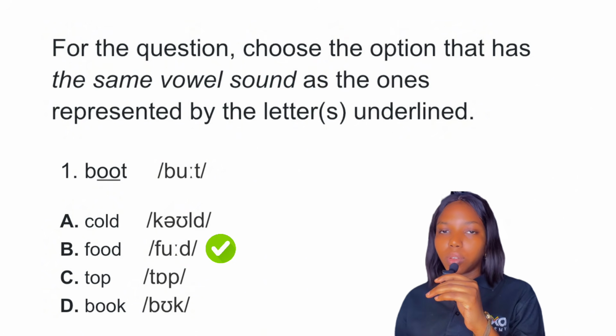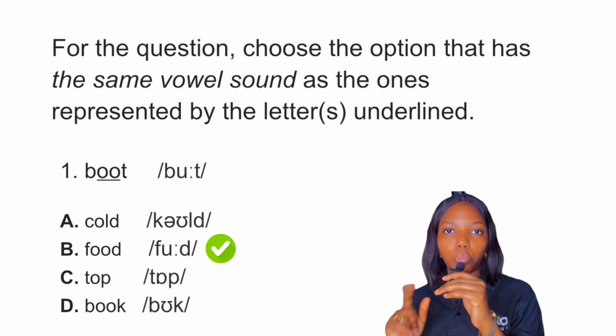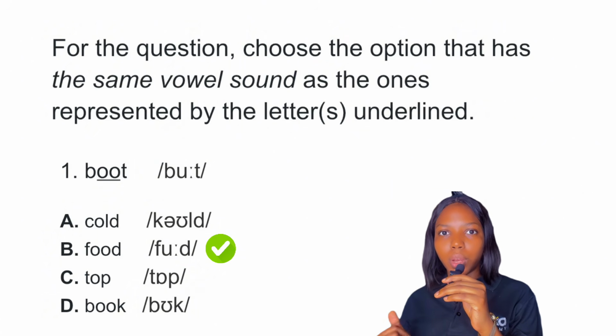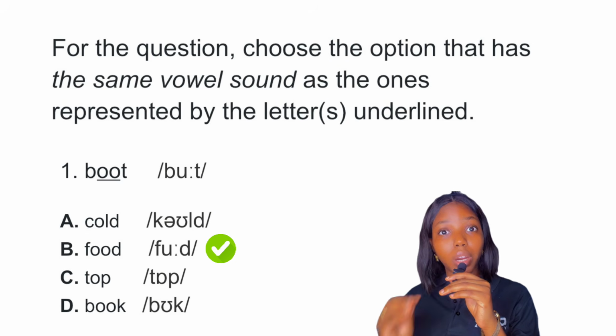Option C, you have top. Letter O in top is the O sound. It is different from oo. Okay. Option D, you have book. Letter O in book is the short oo sound. So you can see that even letter O can represent the short and the long vowel sound. So you need to be able to differentiate between them with words.